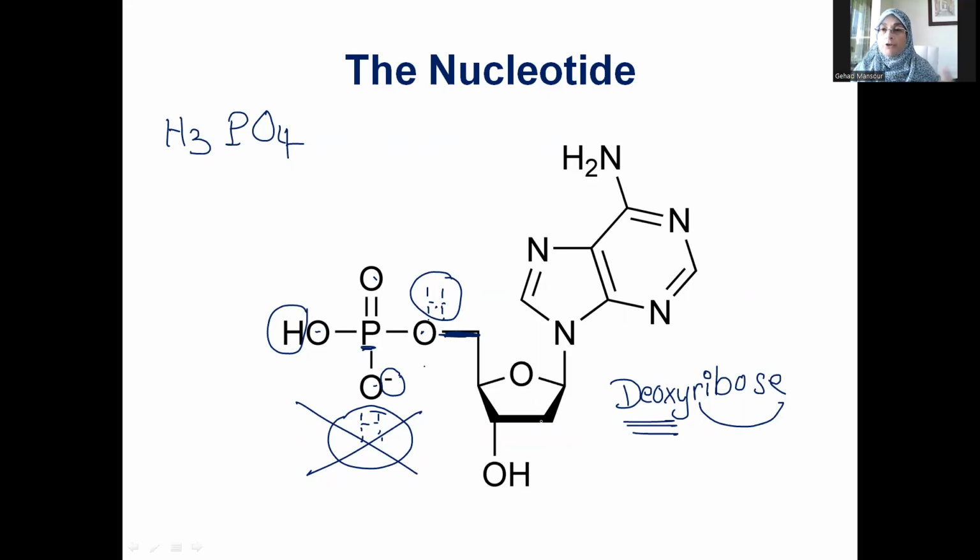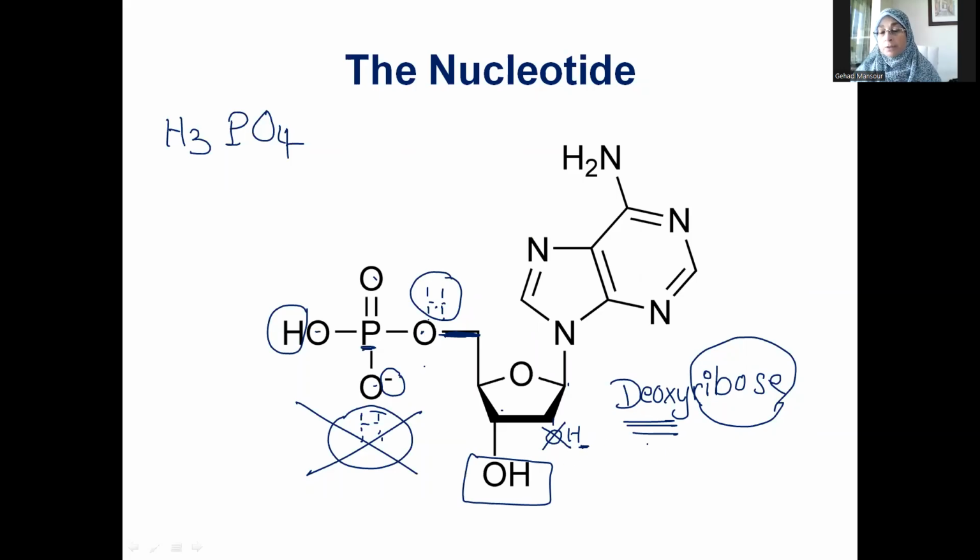Because in the original ribose, that can be better seen in RNA, you have an OH group here as usual. And if it were present, we would write it, but it's not. Why? Because the oxygen has been removed. So it's only the hydrogen that remains. And as you see, we do not write the hydrogen atoms unless they belong to a hydroxyl group.